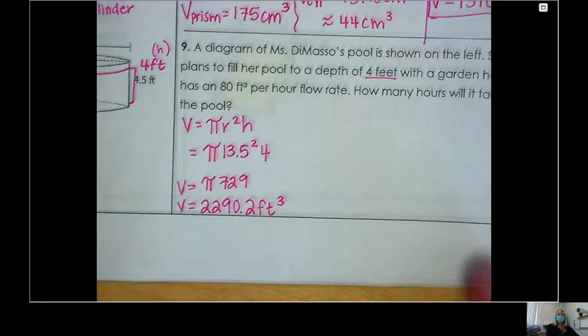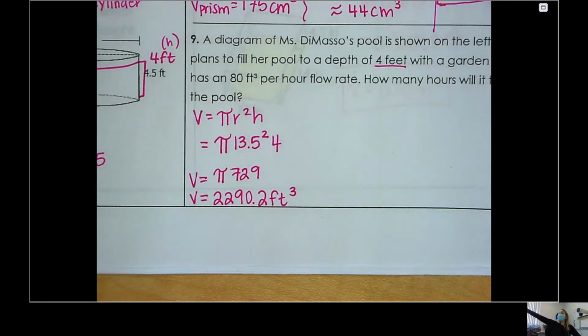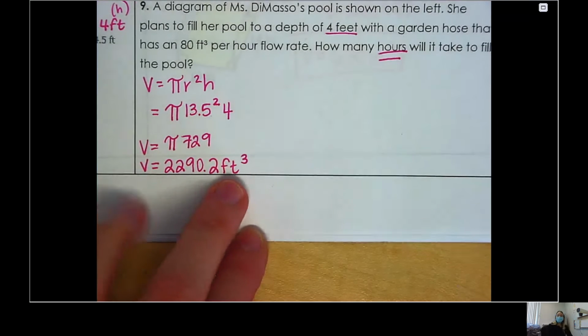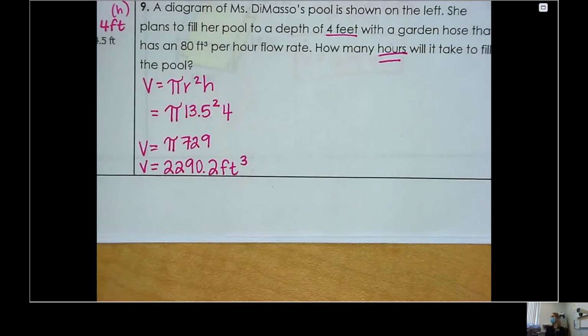Okay, 2,290.2 feet cubed for volume, feet cubed. Good, fantastic. So you figured out the volume of the pool. Are you done? No, why not? Why would I do that, Jaden? So the question says, how many hours will it take to fill the pool? I don't want to just know what the volume is of the pool. I want to know how long is it going to take me to fill it.